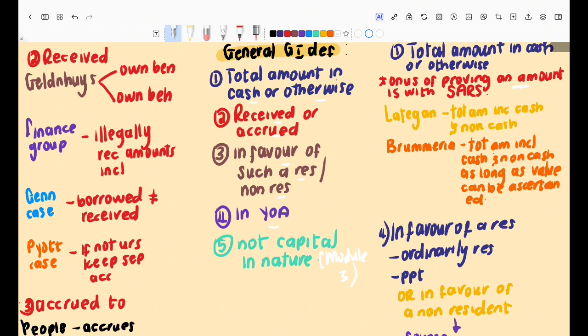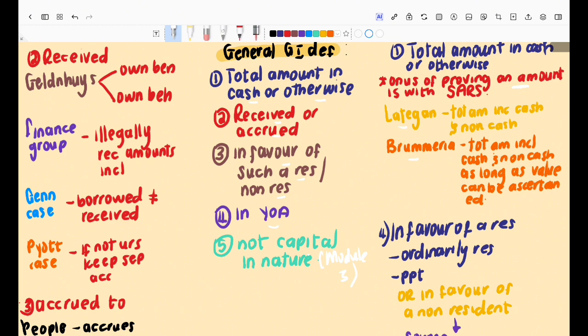So the first case that tells us what exactly amount is the Taxation case. Then the second case is the Brumeria case. Forgive me if I'm pronouncing them wrong. Taxation case says total amount includes both cash amounts and non-cash items, right? You just need to write the principle in the exam. Taxation tells us that total amount includes that which is cash and that which is non-cash.